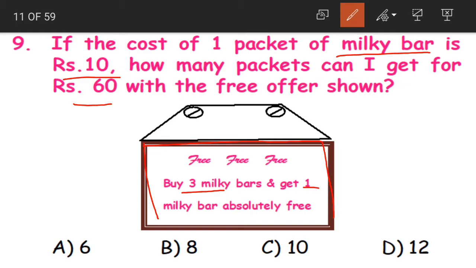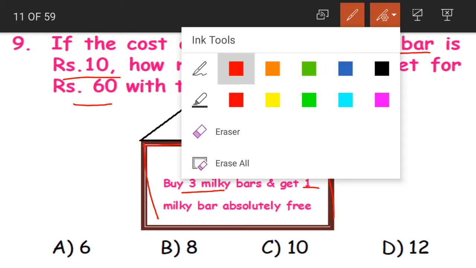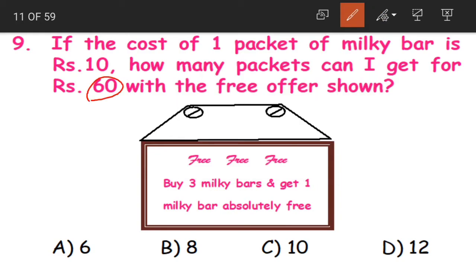That means if you buy 3 Milky Bars, you will get 1 more Milky Bar free. Now how much money do we have? 60. What is the cost of each packet of Milky Bar? 10. First let us see how many we can buy. Okay, 60 divided by 10, the total amount divided by the cost of each Milky Bar.